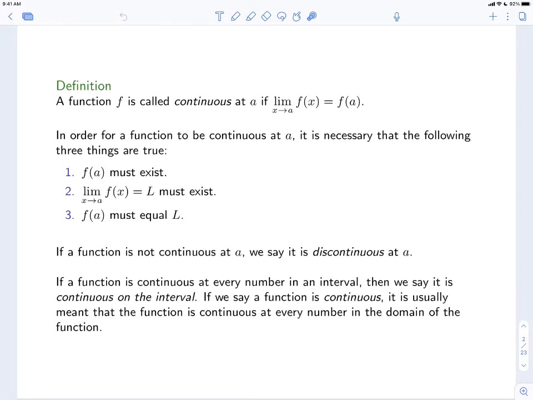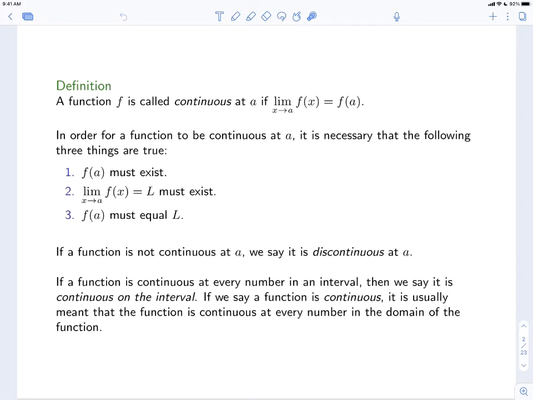In order for a function to be continuous at a, it is necessary that the following three things are true. First of all, f at a must exist. It must be a defined quantity. A must be in the domain of the function f. Second, the limit as x approaches a of f at x equals L must exist. So the limit on the left side of this equation must exist. In order for that to happen, both of the one-sided limits must exist and be equal to each other. The third condition is that f at a and L must be equal to each other.